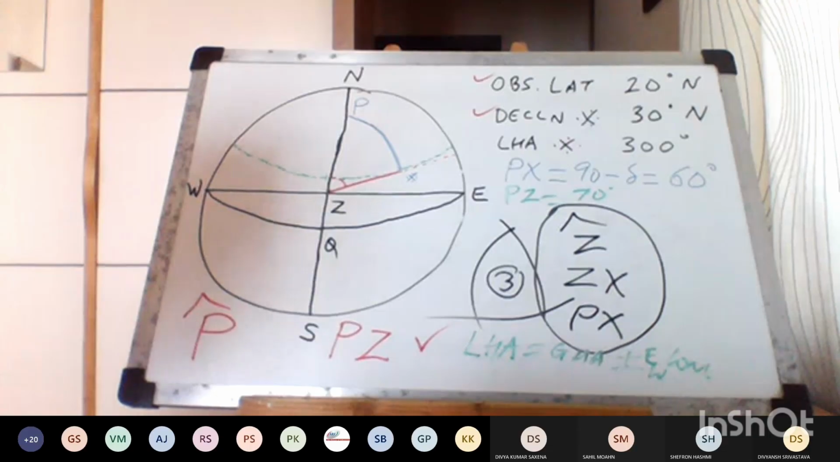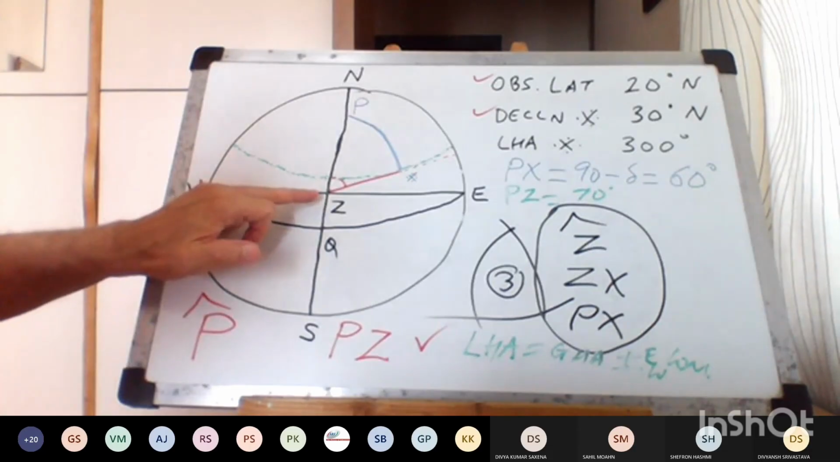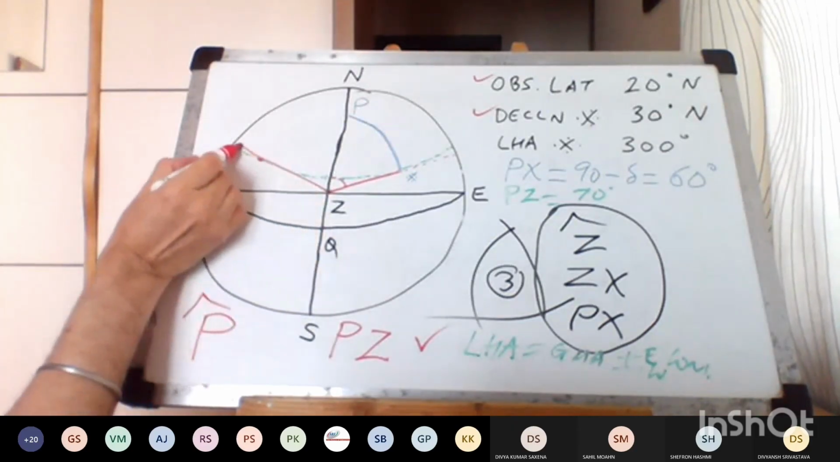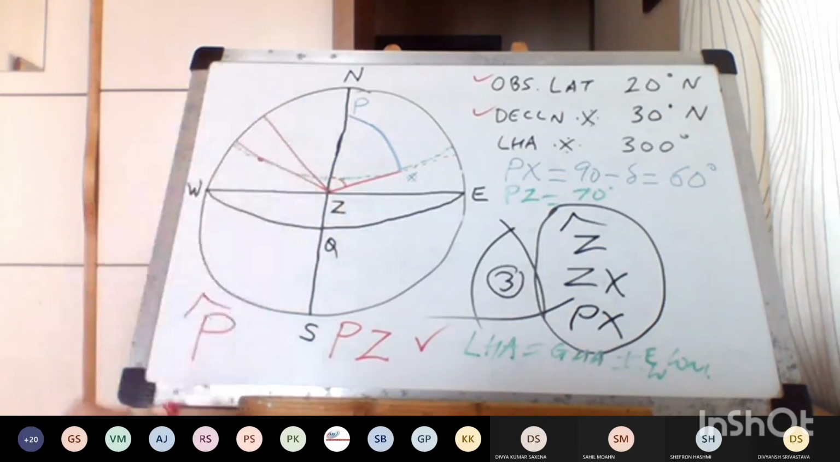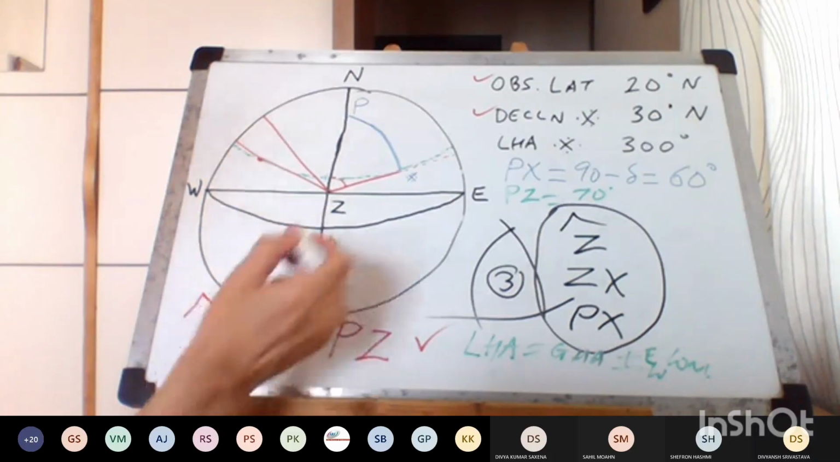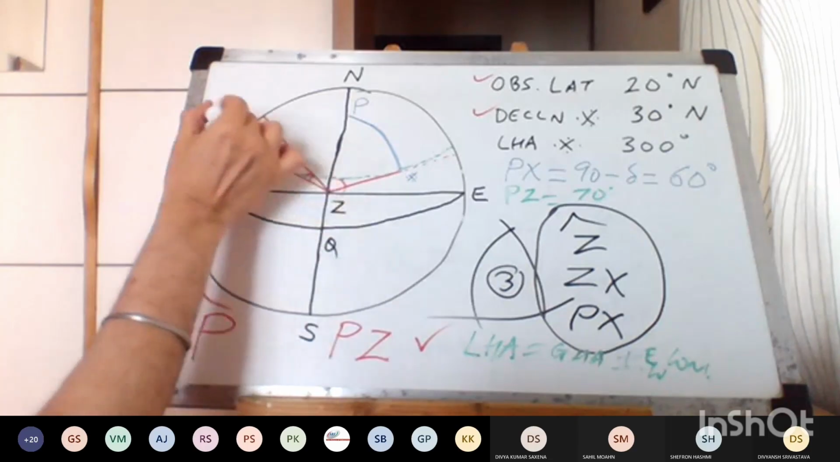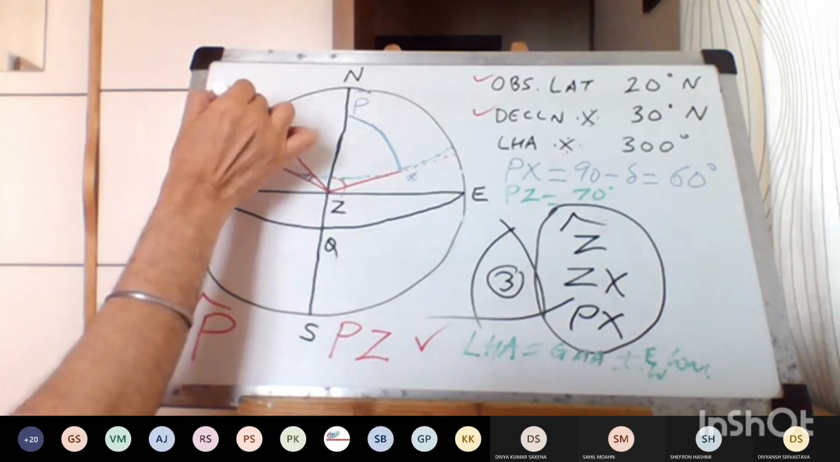What is azimuth? Whenever you take a bearing, it's azimuth. You are at the observer's Z point and you are taking a bearing of the body. When you take a bearing over here, this is the azimuth. When you take a bearing over here, this is the azimuth. Azimuth is measured from where? True north. So you can go like this and you can say the bearing is 330 degrees.